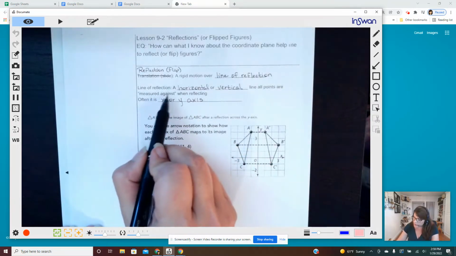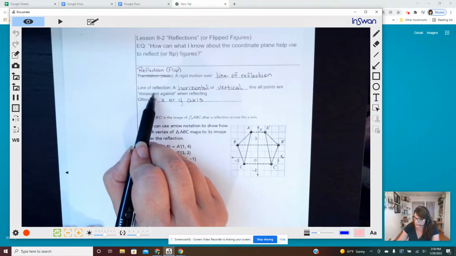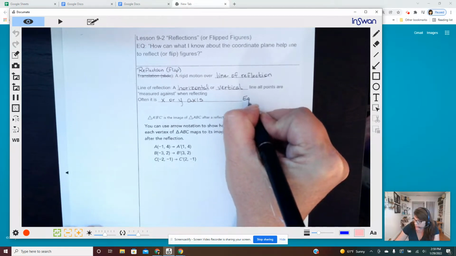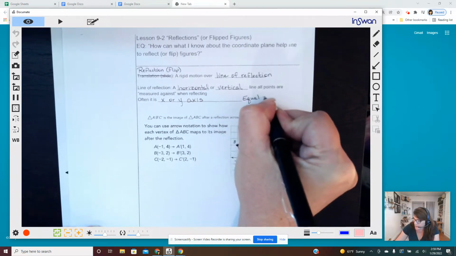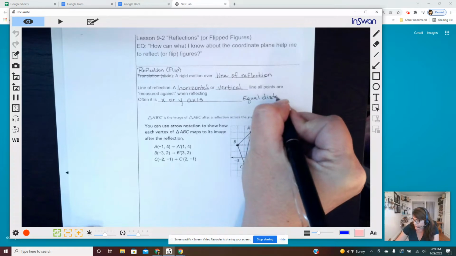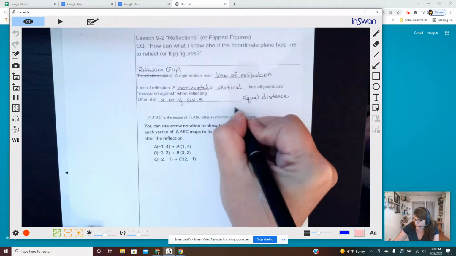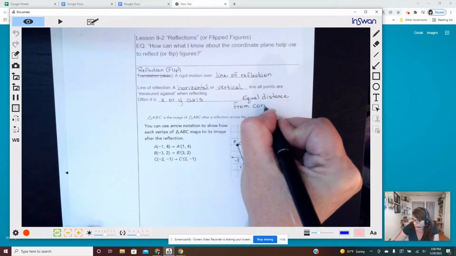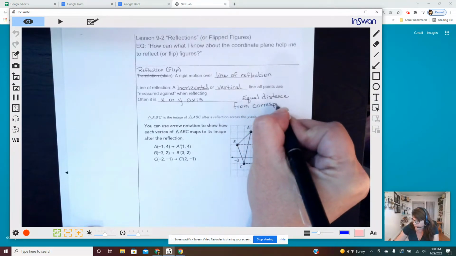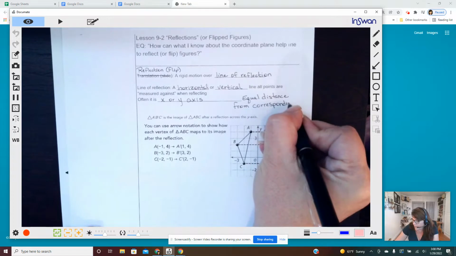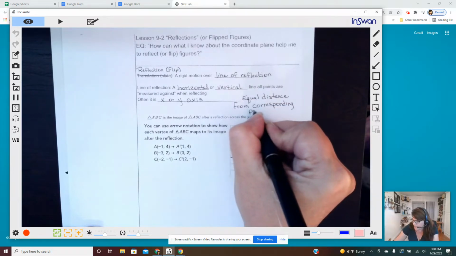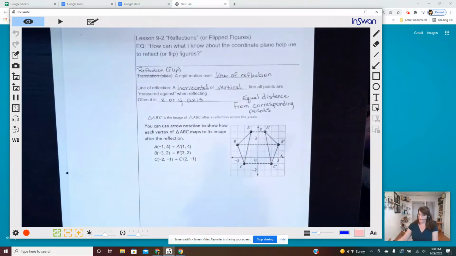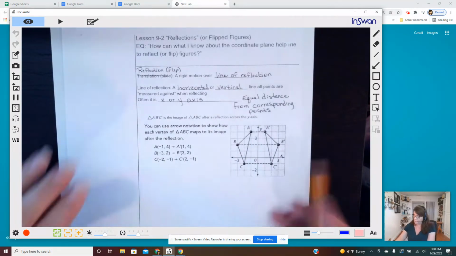The line of reflection, okay, is an equal distance from corresponding points. Very important to see, and this example is a good one.